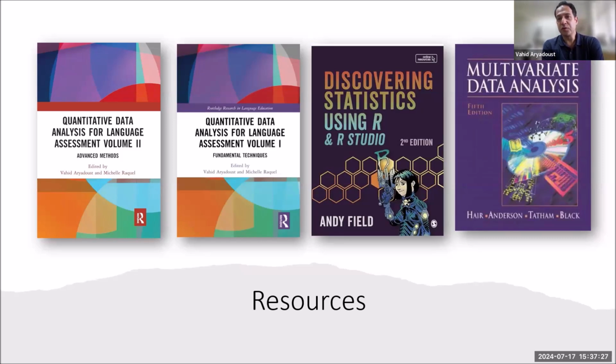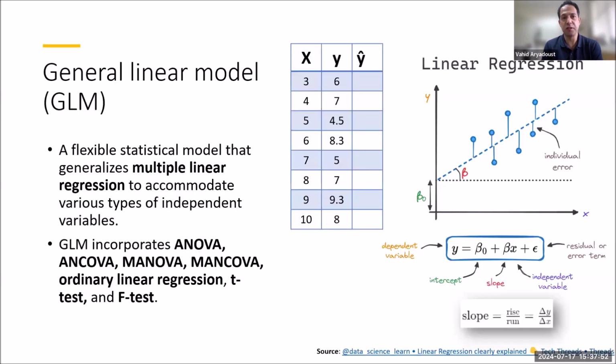But there are other two books, Discovering Statistics by Andy Field, and also Hair and colleagues, who have written this very famous book, Multivariate Data Analysis. The one I'm referring to is the 8th edition. It's a very famous and influential book. So that's just a very preliminary introduction to this workshop and to the resources. And without any further ado, I would like to get started with linear regression.